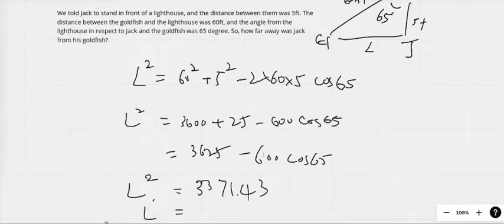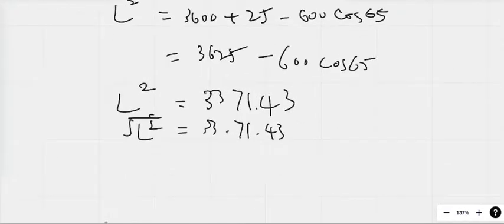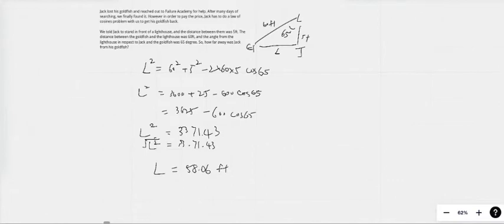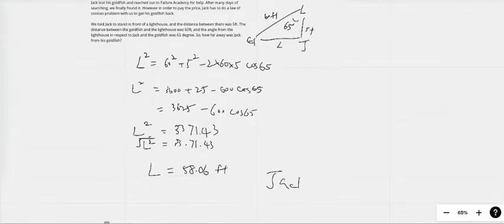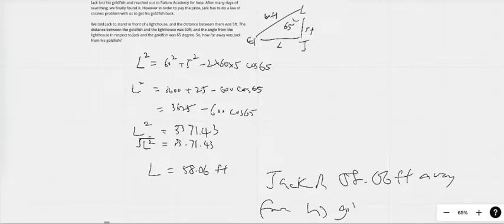And let's square root that number. It will become 58.06. Jack is 58.06 feet away from his goldfish.